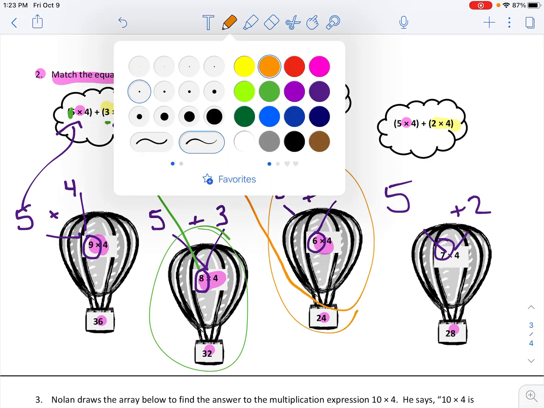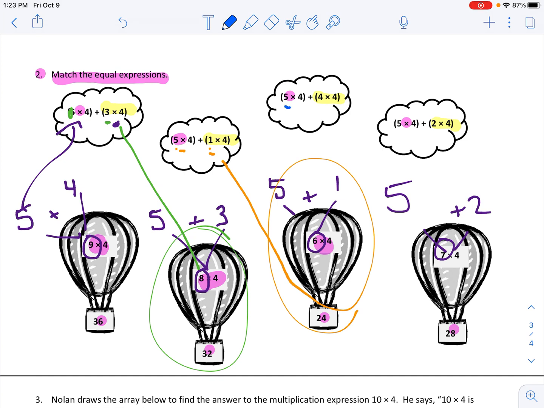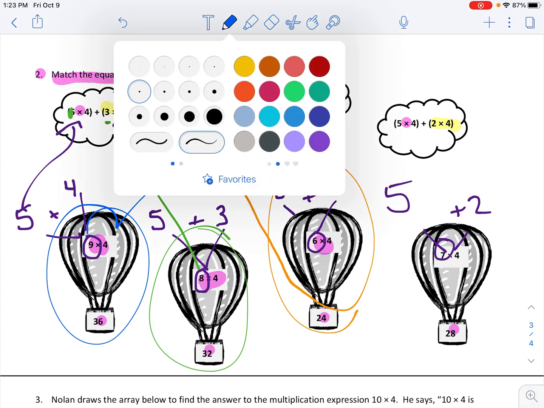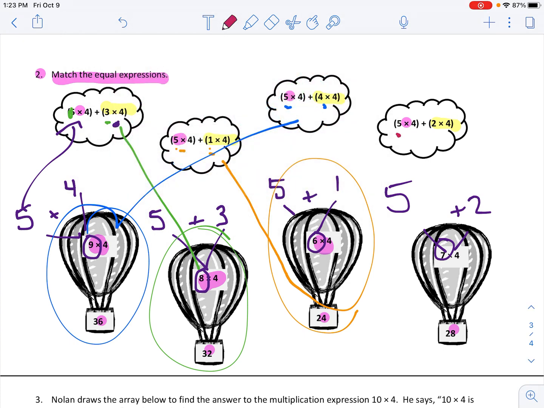Change my color again so you can see it. This is a 5 times 4 plus a 4 times 4. 5 plus 4 more 4s would be 9. This cloud goes to this balloon. And finally, this one is a 5 times a 4 plus a 2 times a 4. 5 plus 2 is 7. That goes to this balloon.